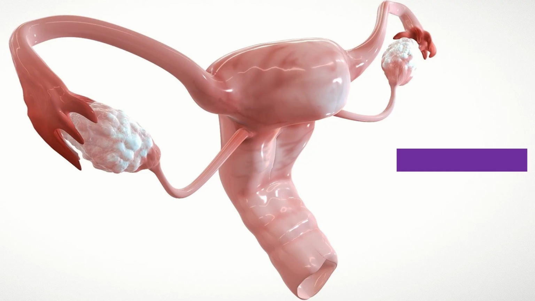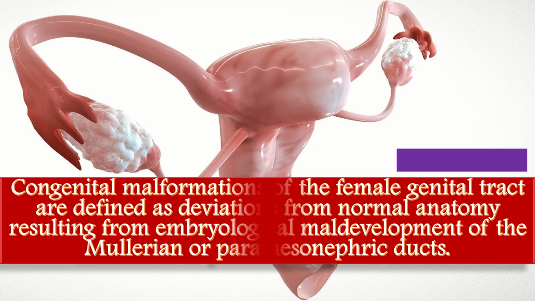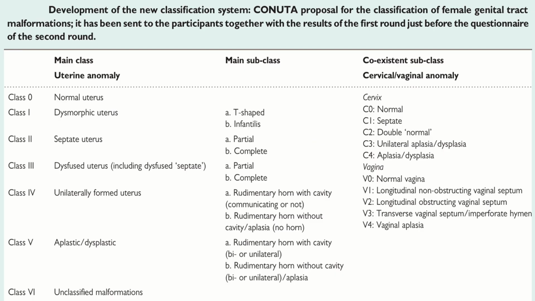Congenital malformations of the female genital tract are defined as deviation from normal anatomy resulting from embryological maldevelopment of the Mullerian (paramesonephric) ducts. Its prevalence is 4 to 7%. Here we have the new classification system.